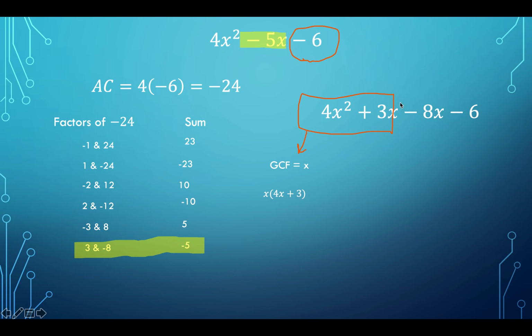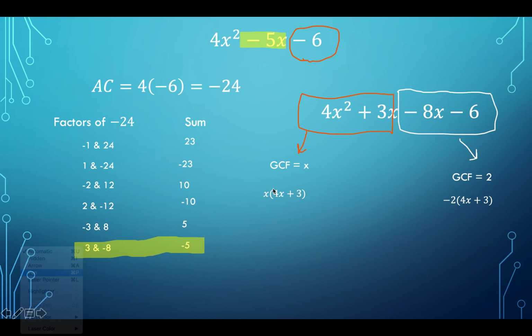Now we're going to move over here. So we have negative 8x minus 6. Now, when you have two negatives right here, when you're getting the greatest common factor, I would find the greatest common factor here. The greatest common factor between these is 2, or is a negative 2. Forgot the negative sign.